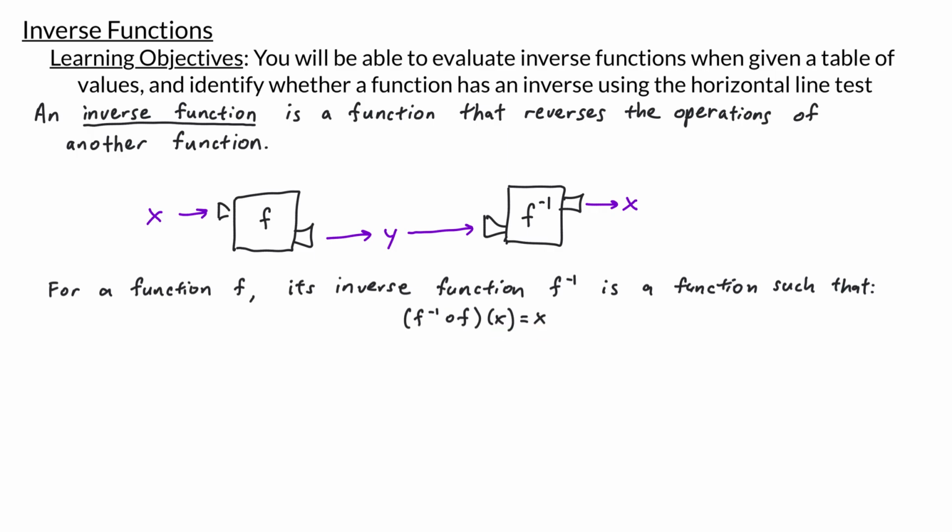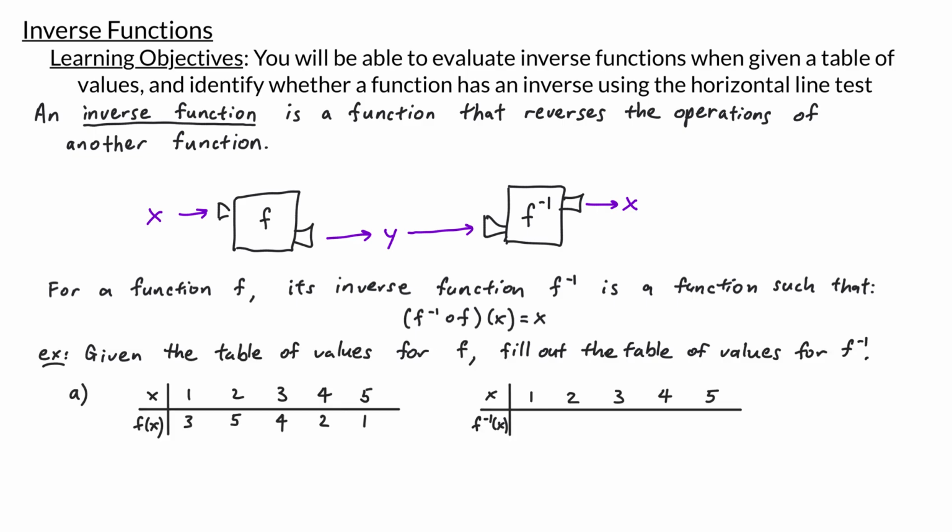Let's take a look at an example of a function and its inverse. In our example here, we're given the table of values for f, and we want to fill out the table of values for its inverse function, f inverse. So here, for f, we have the following table. Let's take a look at some of the entries in our table and see what those entries can tell us about the inverse function. For example, our first entry says that when we input 1 into the f function, we get 3 as the output.